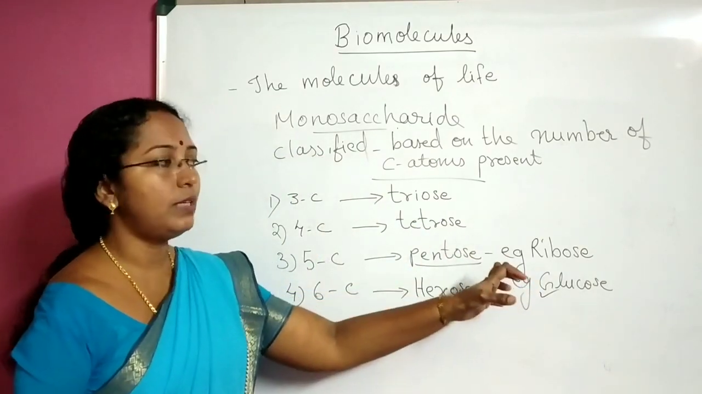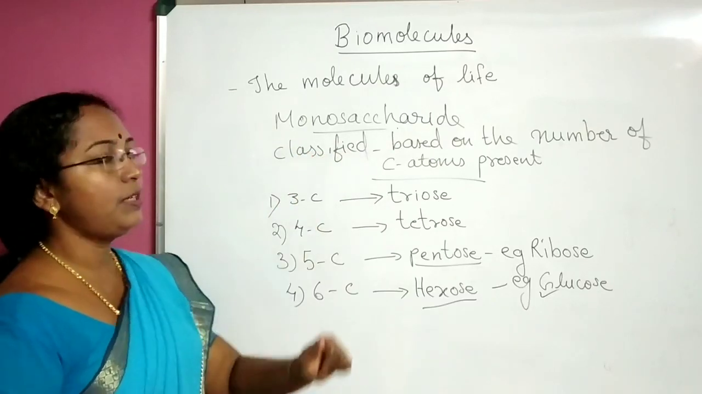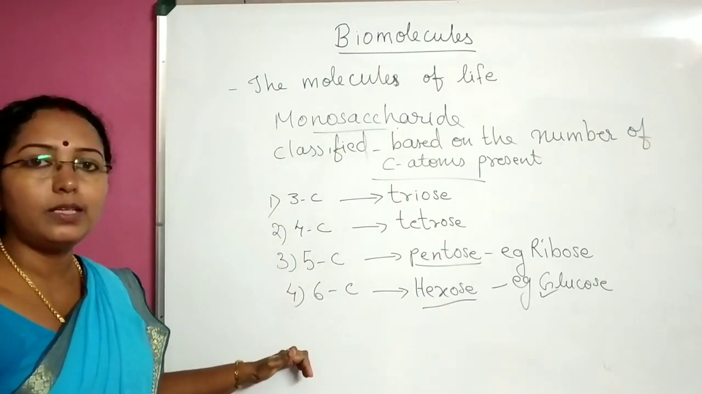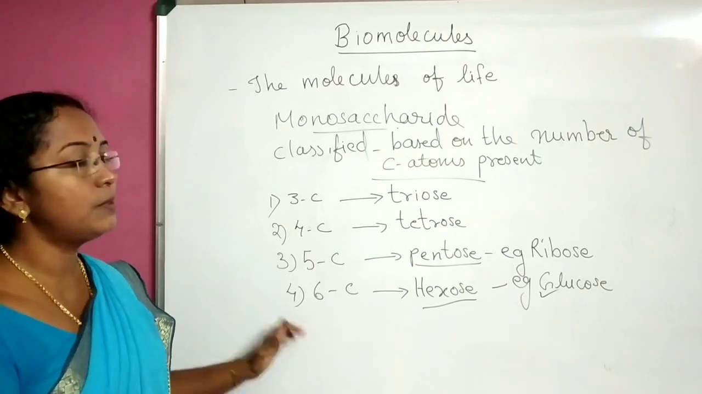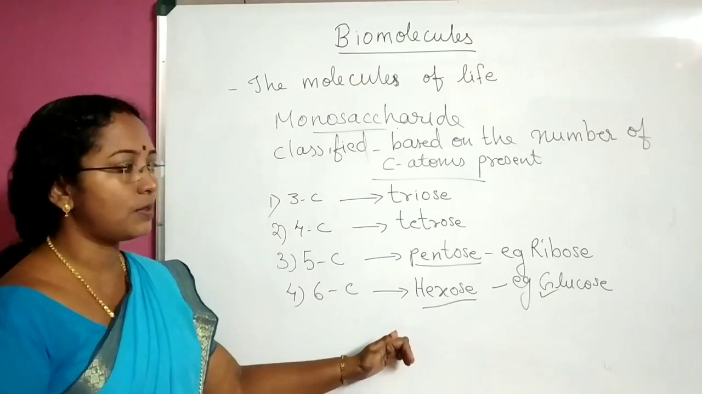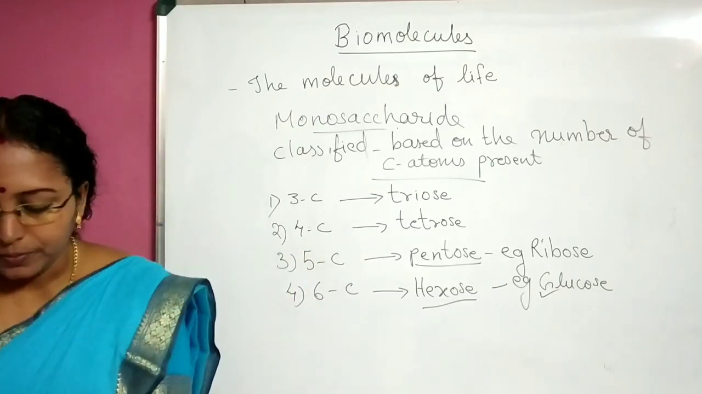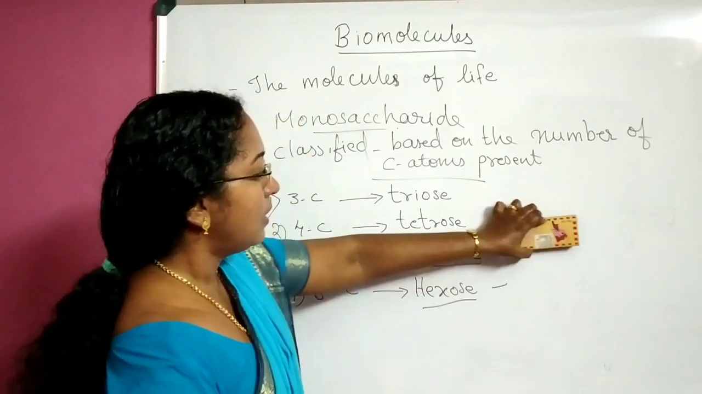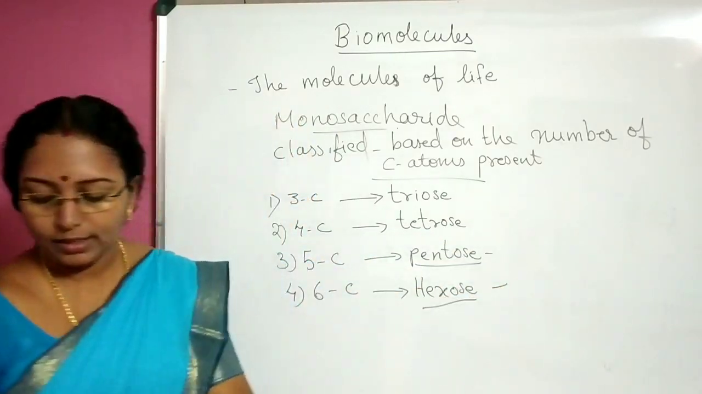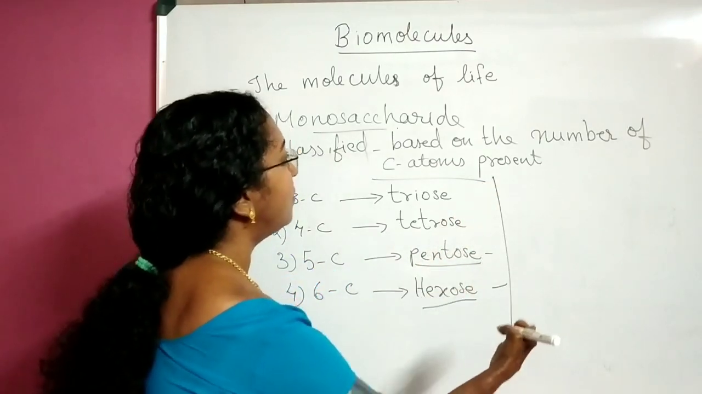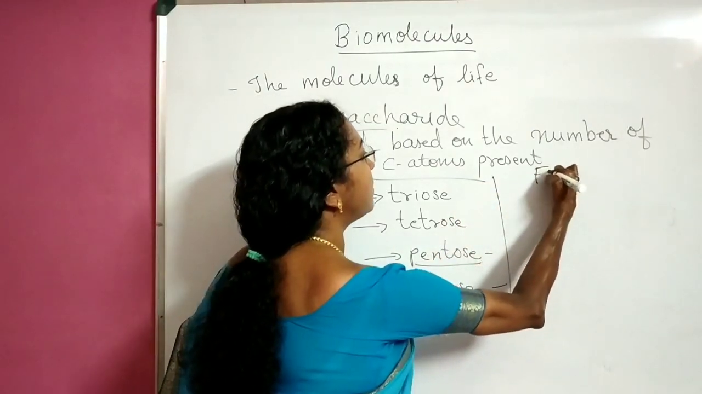But before going to that, we are dealing with classification of sugar molecules, isn't it? And I told you they are classified based on the number of carbon atoms present as triose, tetrose, pentose and hexose. Now, these particular sugar molecules can also be classified based on the type of functional group present.